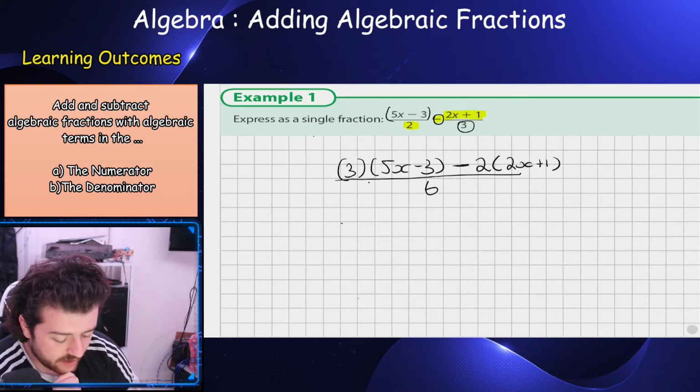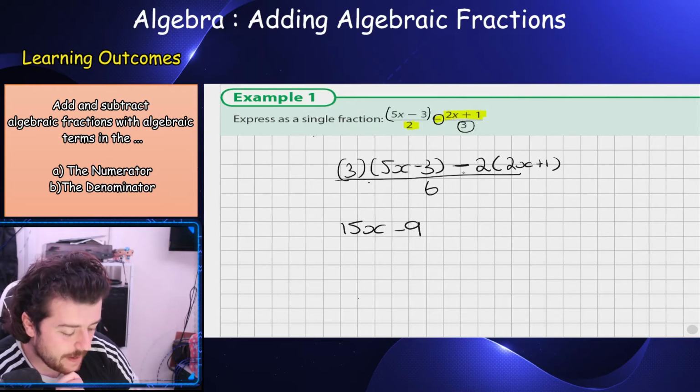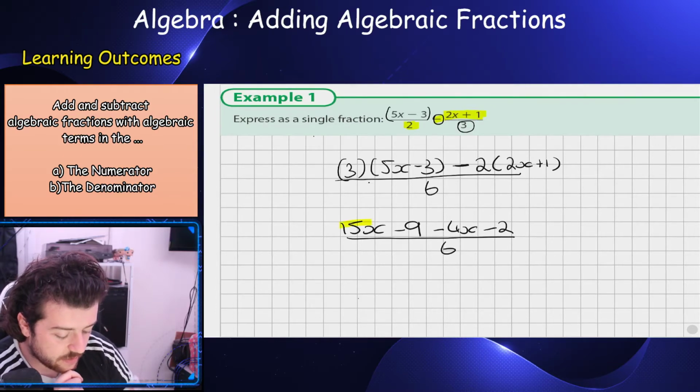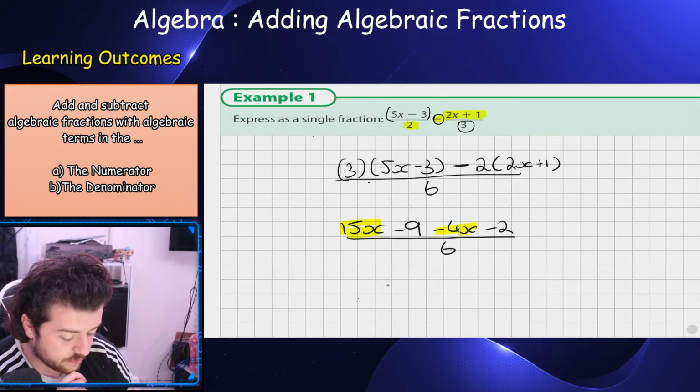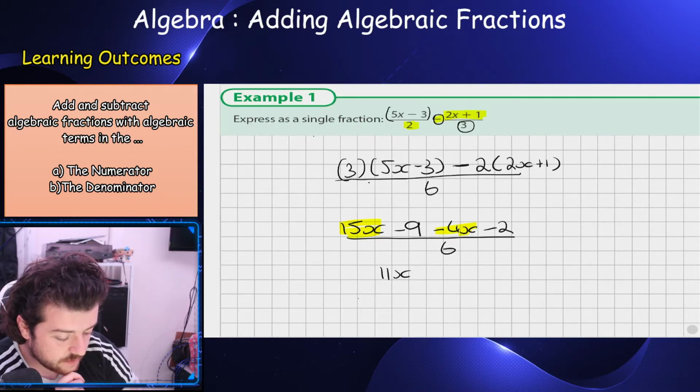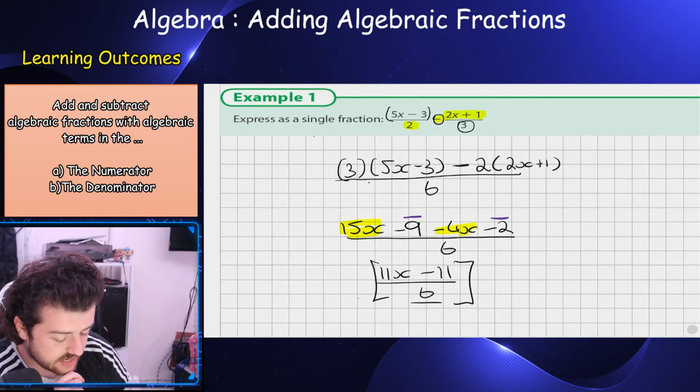So 3 times 5x, well, that's 15x. 3 times minus 3 is minus 9. Minus 2 times 2x is minus 4x. Minus 2 times plus 1 is minus 2. That's going to be all over 6. Gather my like terms. That's 15x, minus 4x, so 15x minus 4x is 11x. Minus 9 minus 2, well, that's going to give me a negative 11. And that's going to be all over 6. And that is my final answer there.